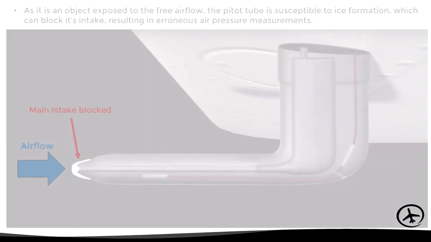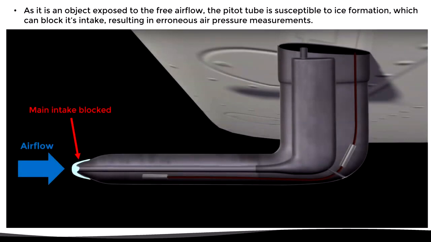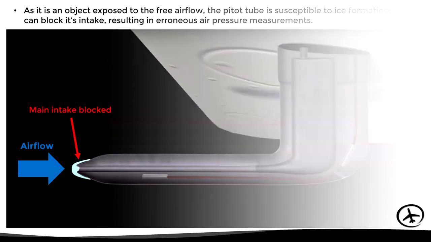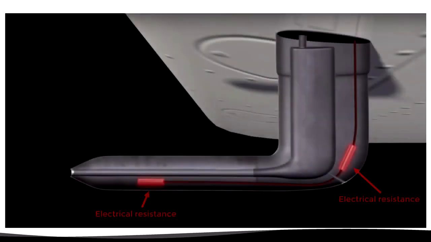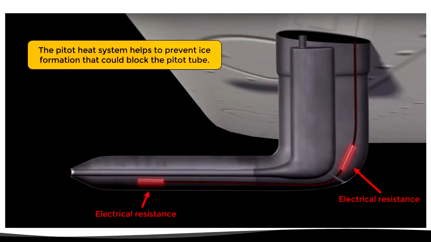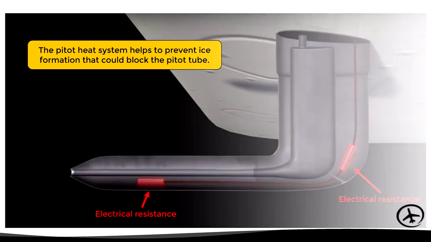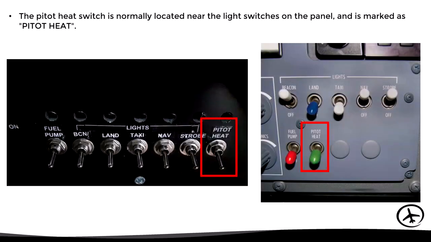However, a problem with this design is that being an object exposed to airflow, it is also susceptible to icing, which can block the main intake hole and thus produce errors in pressure measurement. So, in order to solve this problem, the Pitot tube incorporates a heating system which consists of electrical resistances that, when turned on from the cockpit, make the tube heat up and melt any ice that may clog the tube. The switch by which this heating system is turned on is usually marked as Pitot heat and is located near the light switches.